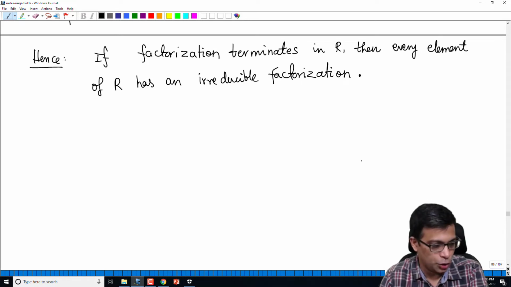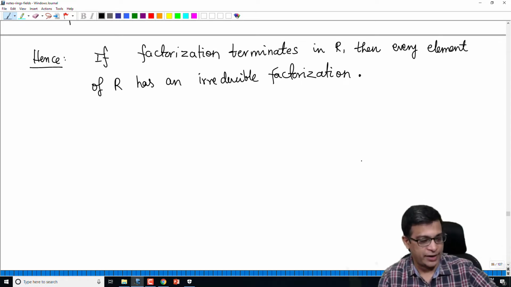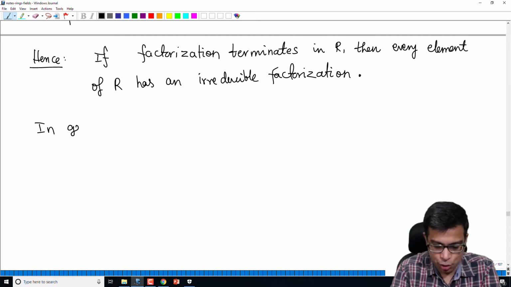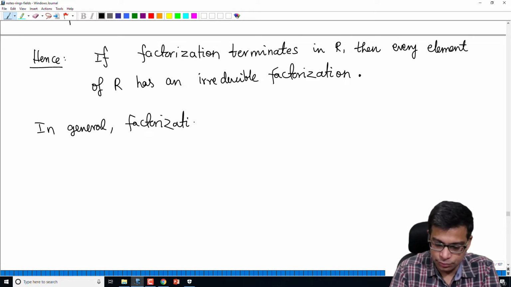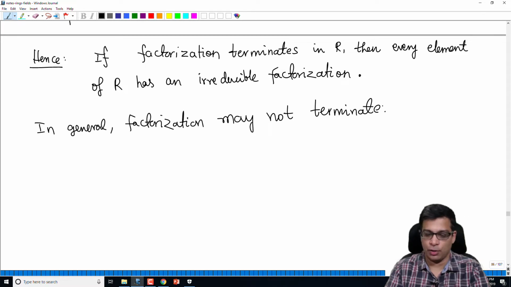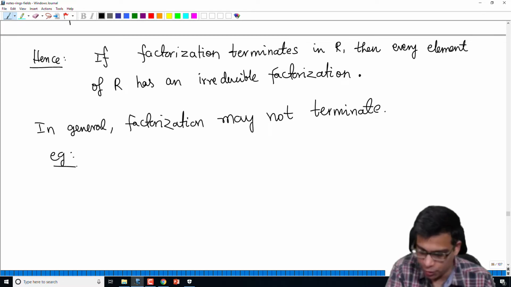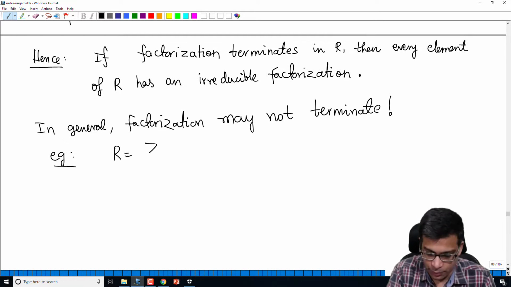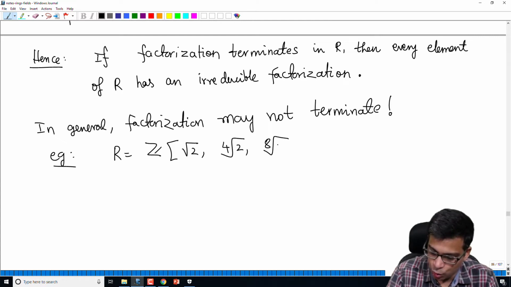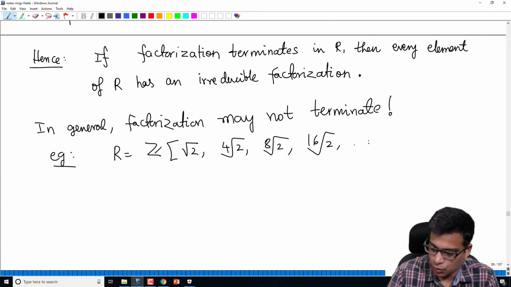I should right away warn you that in general factorization may not terminate, as the following example shows. The process I described may never stop. As an example, let's look at the ring given by Z adjoined square root of 2, 4th root of 2, 8th root of 2, 16th root of 2 and so on.